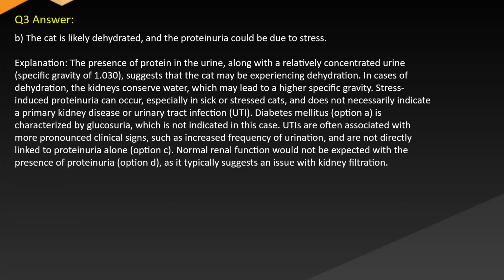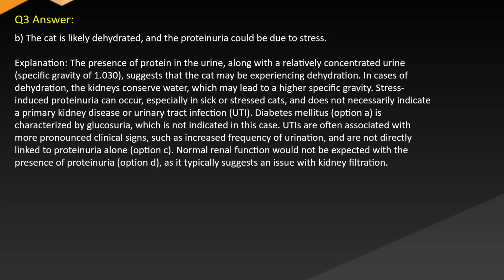Answer. B. The cat is likely dehydrated and the proteinuria could be due to stress. Explanation. The presence of protein in the urine along with a relatively concentrated urine specific gravity of 1.30 suggests that the cat may be experiencing dehydration. In cases of dehydration, the kidneys conserve water, which may lead to a higher specific gravity. Stress-induced proteinuria can occur, especially in sick or stressed cats.